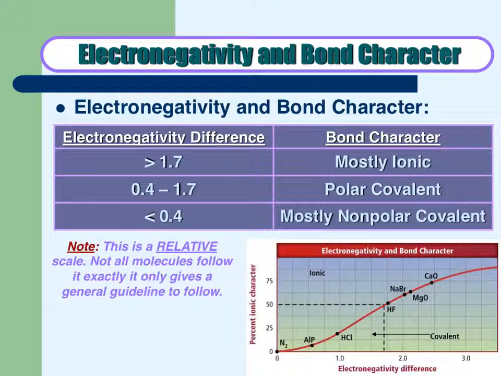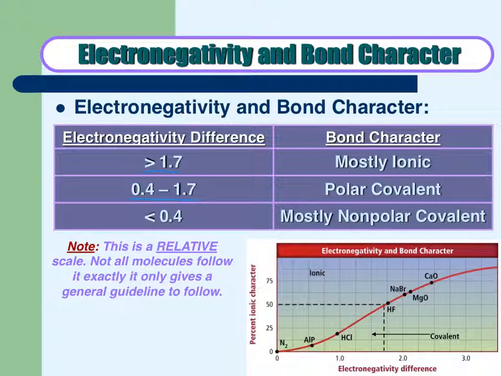Here we have the chart that actually has the real numbers, because I realized in the last video I said 1.8 instead of 1.7, but this chart does have the real numbers that we will be using in this class to determine bond character. So again, if the electronegativity difference is greater than 1.7, you're going to have an ionic bond. If it's between 0.4 and 1.7, you'll have a covalent bond.